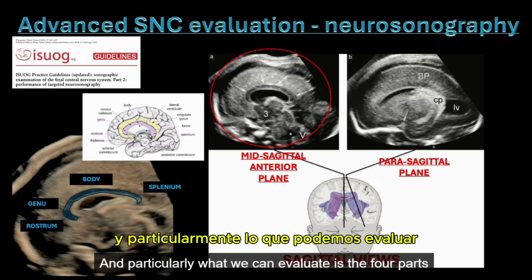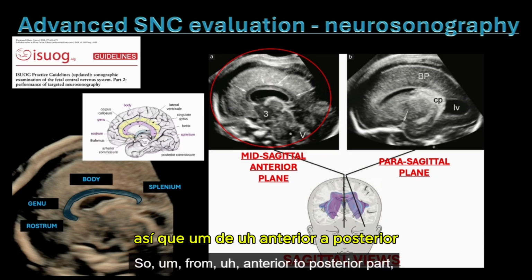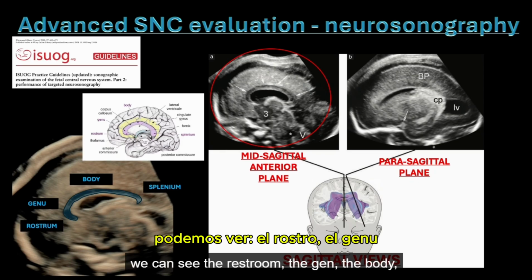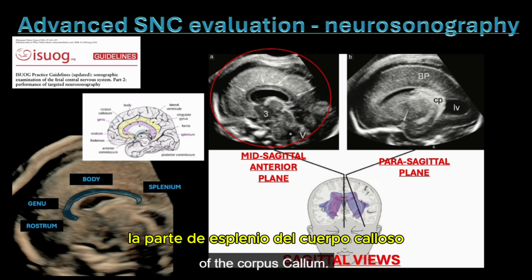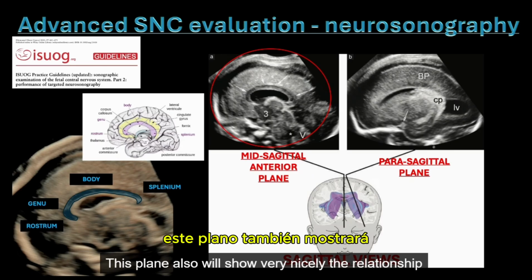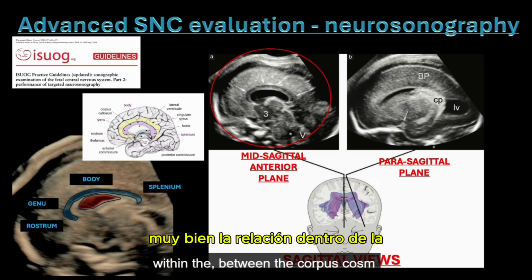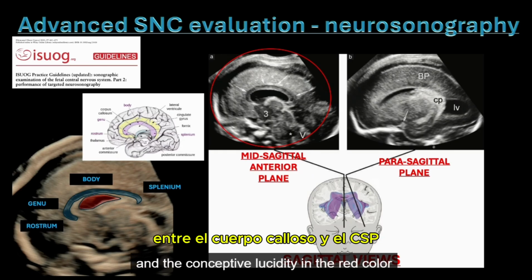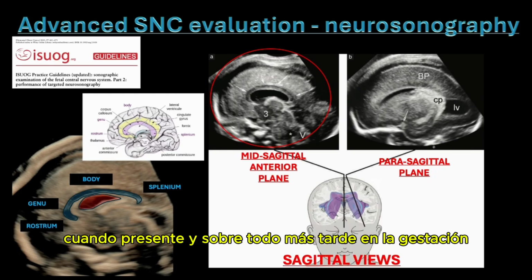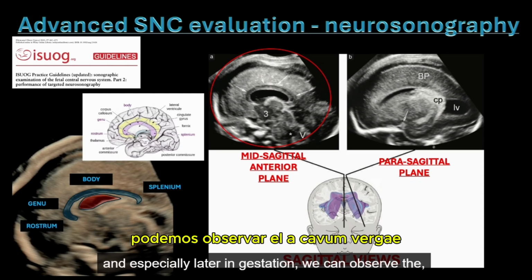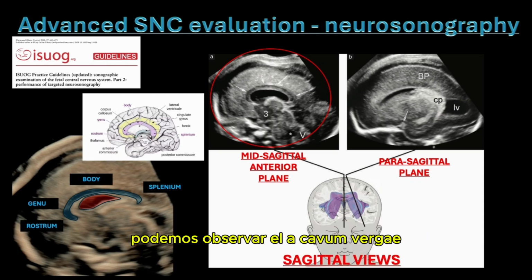Particularly, what we can evaluate are the four parts of the corpus callosum. From anterior to posterior, we can see the rostrum, the genu, the body, and lastly the splenium part of the corpus callosum. This plane also shows very nicely the relationship between the corpus callosum and the cavum septum pellucidi, in red color, and posteriorly, when present, and especially later in gestation, we can observe the cavum vergae.